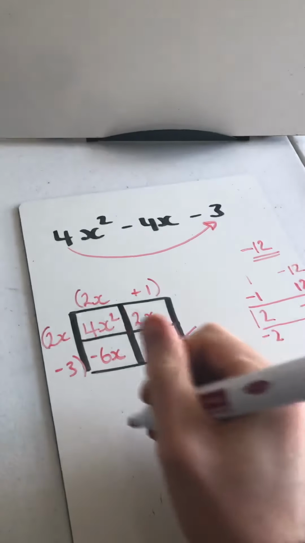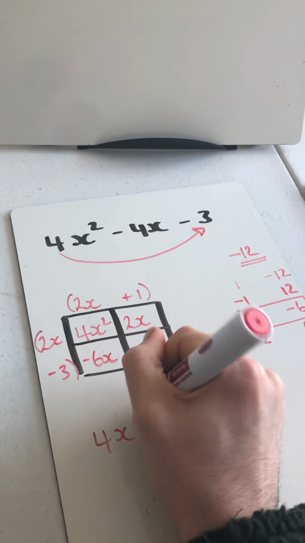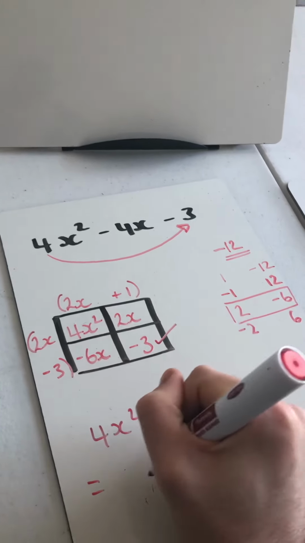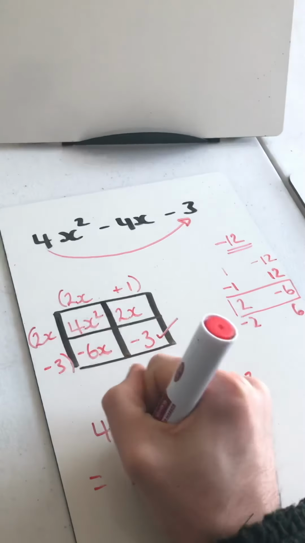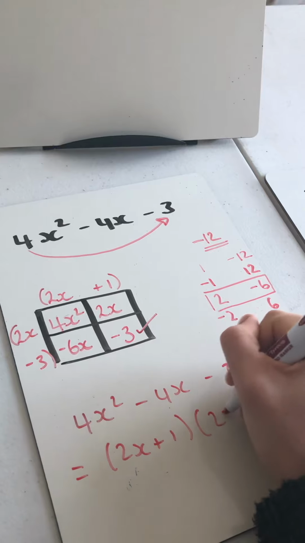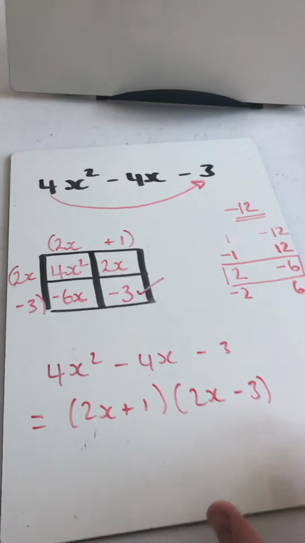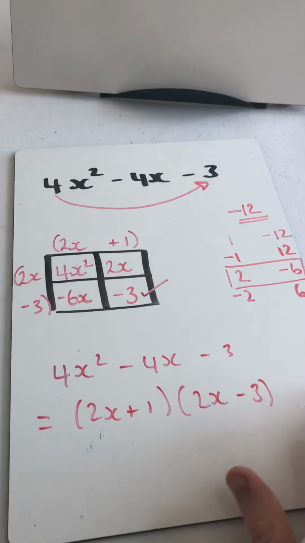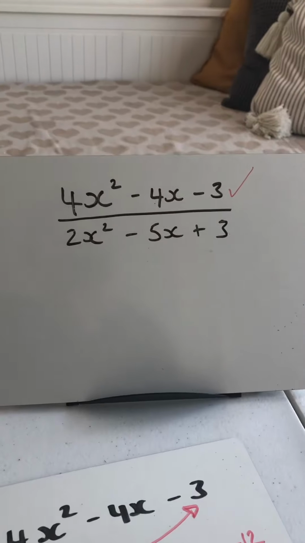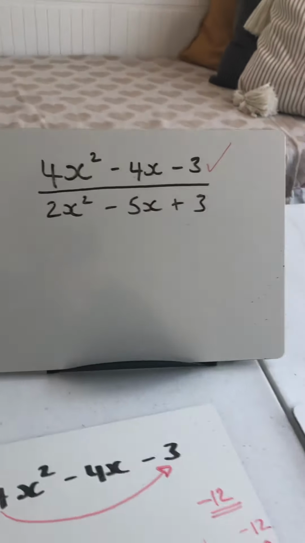Yes, it does. So to factorise that first trinomial, we had 4x squared minus 4x minus 3, and that's factorised to 2x plus 1, 2x minus 3. Okay, and we'll come back to that again at the end. So that's us taking care of the numerator of our fraction. Now we'll factorise the denominator.